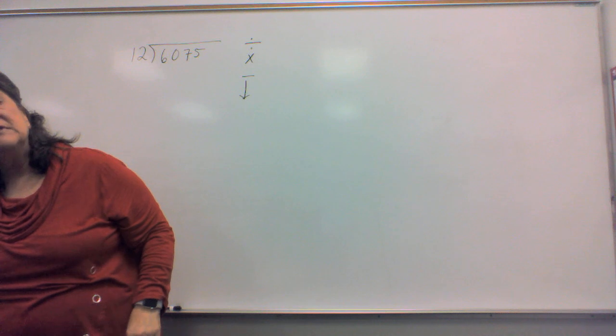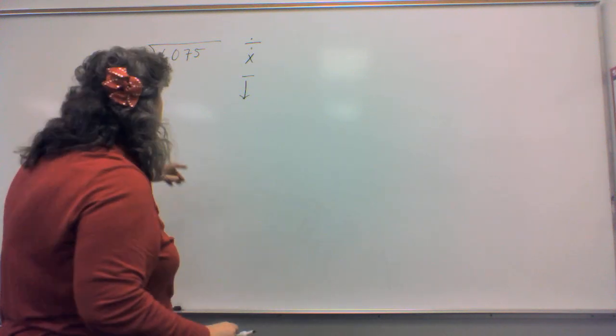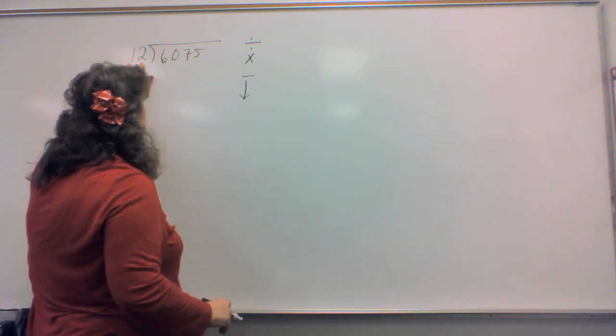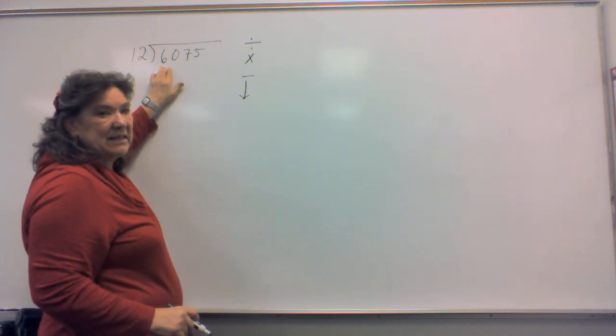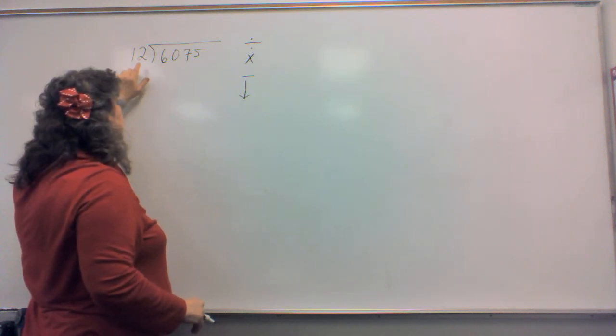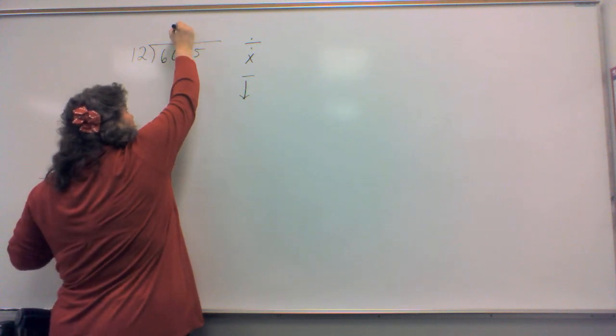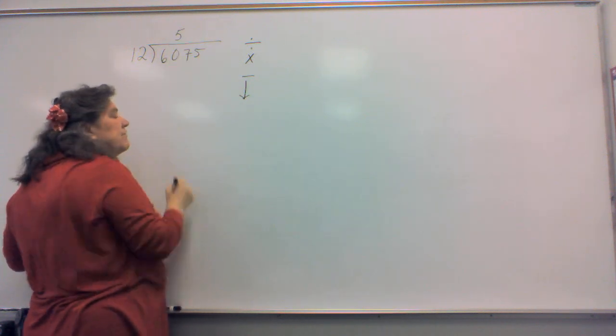And that's the process that we use for doing long division. So you start first. Does 12 go into 6 evenly? No, 6 is too small. So therefore we have to look at 60 divided by 12. Well, 60 divided by 12 is 5, and notice where your 5 goes.